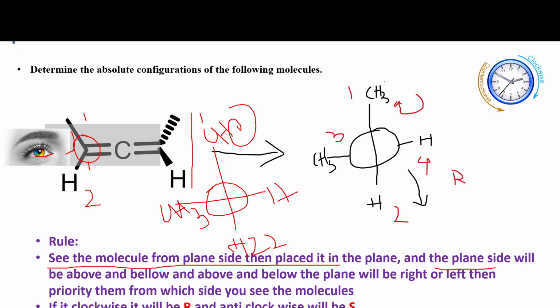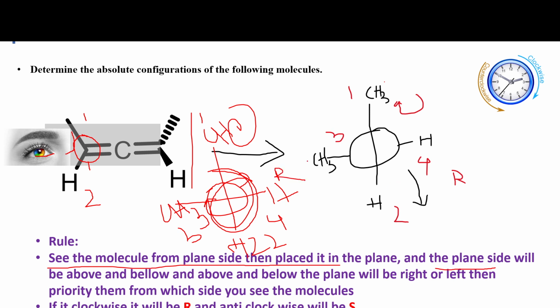So what we are doing here: from where we are seeing, we first prioritize these two. So first we are seeing these two groups. This will be first, this will be second priority, this methyl will be third, and this will be fourth. Now you know the Fischer. In Fischer, if we rotate the molecule 1, 2, 3 clockwise, that will be our convention.